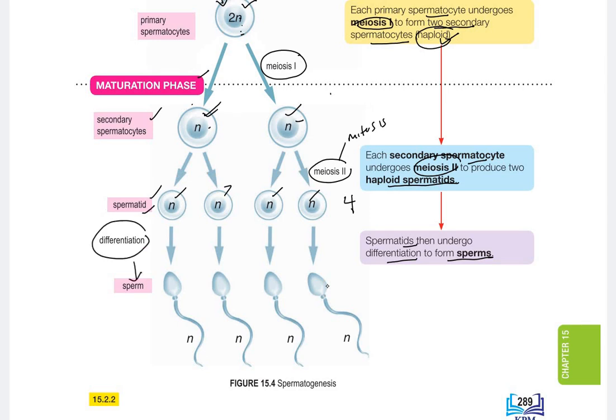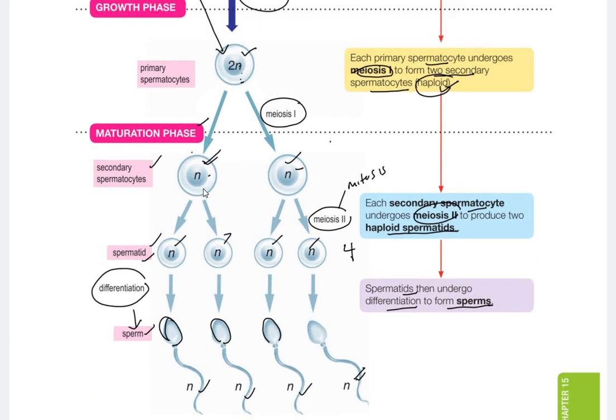So what is differentiation? In this differentiation, some structures will be added to the cell. So in this case, we have a tail. So now these spermatids have tails and can swim. Okay, and then the structure is also a bit like this, not circular. Okay, so this is known as differentiation. So now this structure is known as sperm and is still haploid. So this one you must remember.